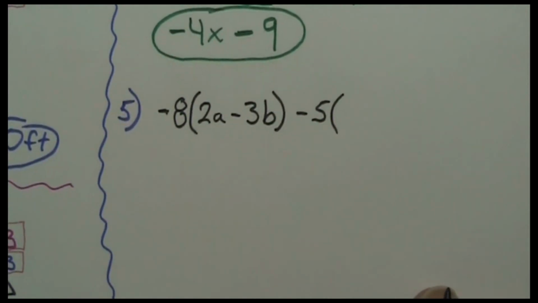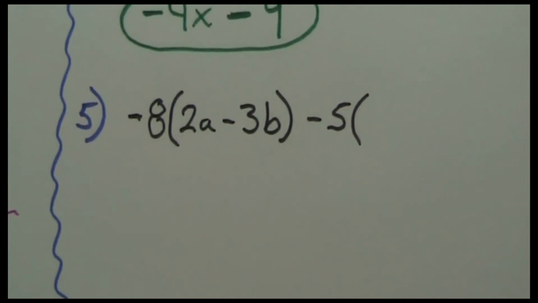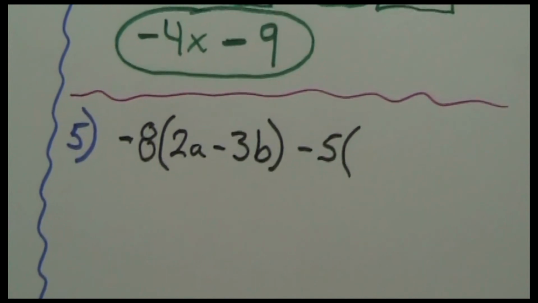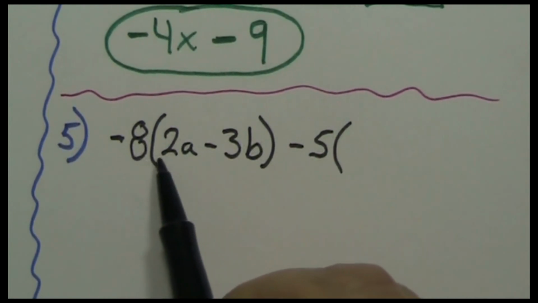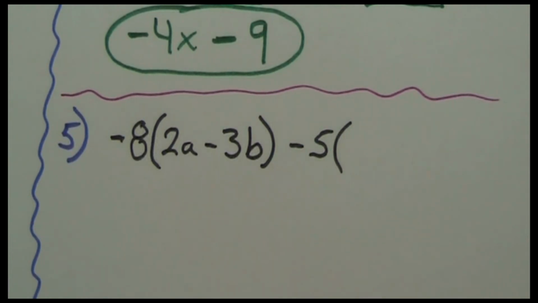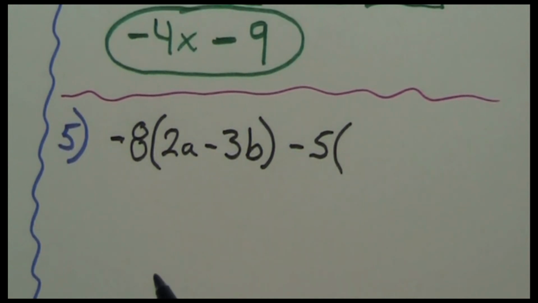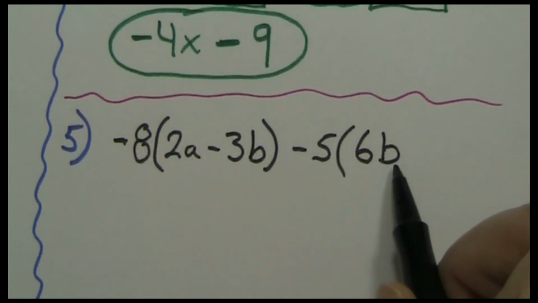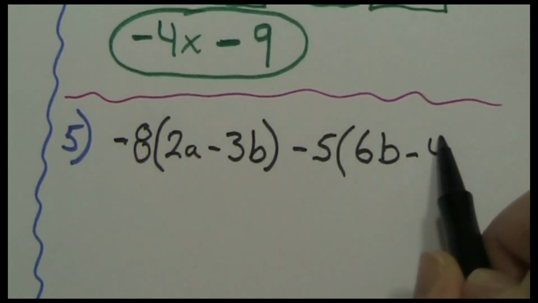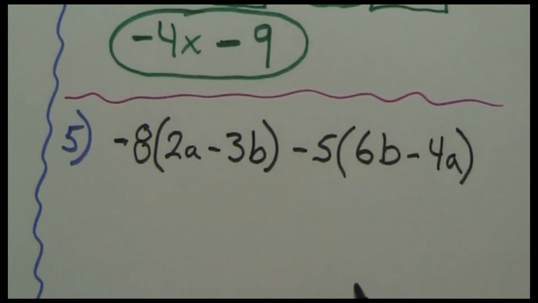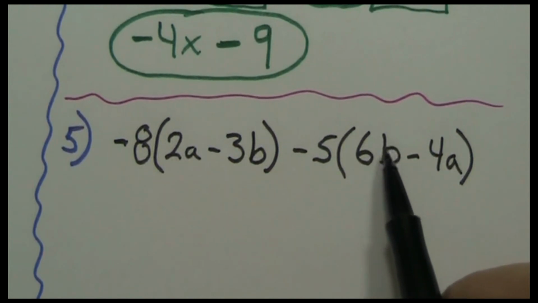Oops, I started a little bit before you, but here's number 5. And if things get a little crowded, just put a little line between it. So -8 times 2a minus 3b. Now this time we're using a's and b's instead of x's. It's okay. Then we have -5 times 6b minus 4a. This is taken from your book. I want to use the same letters, variables. Sometimes the b looks like the number 6, so be careful of that.